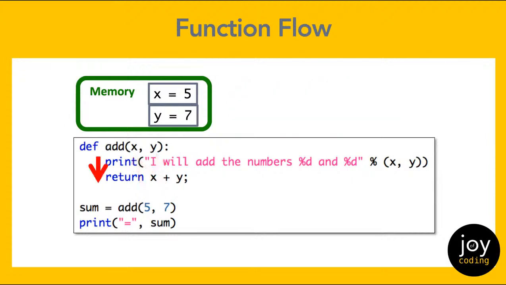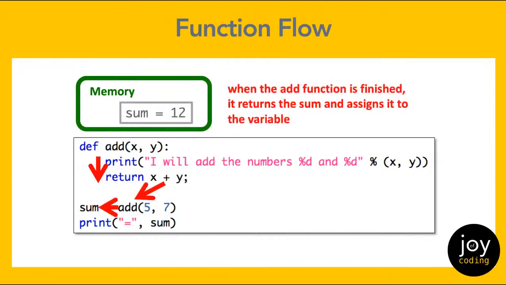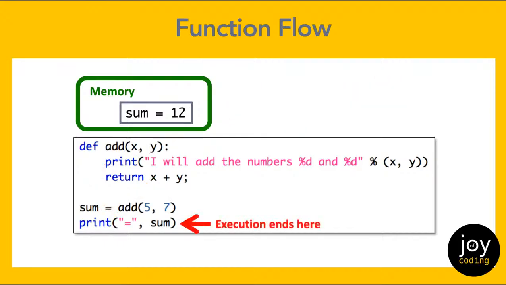So we've copied the values of 5 and 7 into x and y, and we can also see they're represented in memory in our diagram. Then we're going to execute the two statements that are in the function's body, both of which are indented. And then when the add function is finished, it returns the sum and assigns it to our sum variable. Okay, and then finally, we're going to print our sum, and that's where the execution ends.